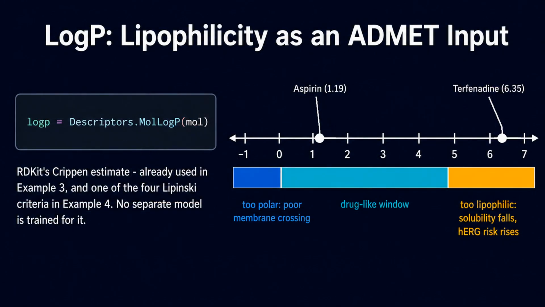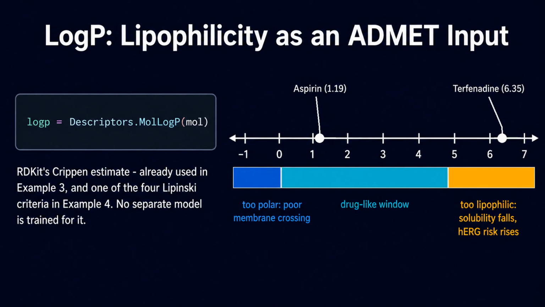Before those models, a word on log-P, the partition coefficient that measures lipophilicity. You don't need to train anything for it. RDKit estimates log-P straight from structure with descriptors. Mol log-P, the Crippen method you already used back in example 3, is one of the 4 criteria in the Lipinski check in example 4.